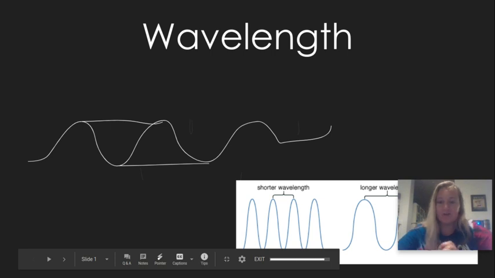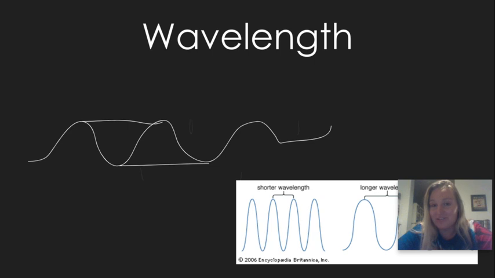All right, next up, we're going to be reviewing electromagnetic spectrum, light, and sound. So first off, our different wave properties. First we have wavelength. Wavelength is just how long the wave is.